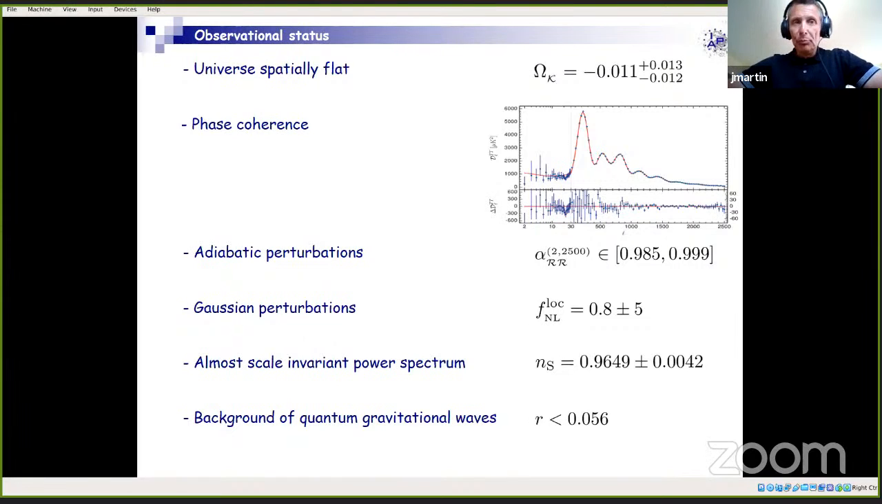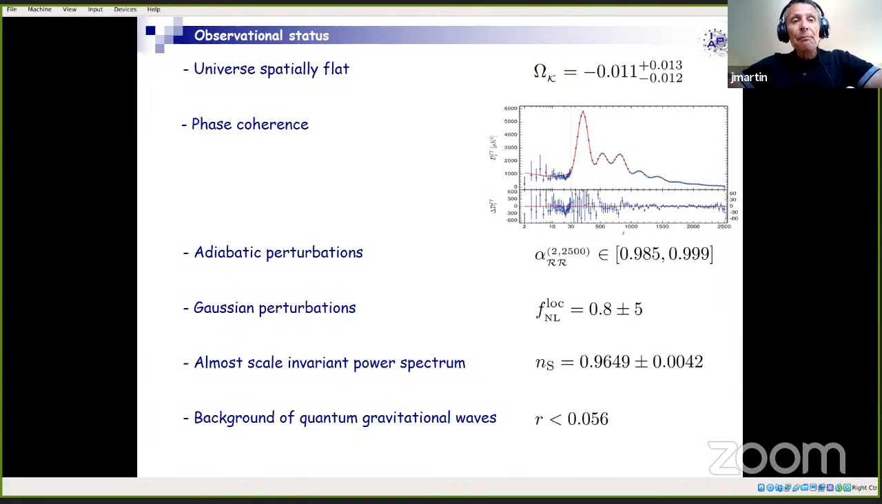But the important point is that we have now observed something which is slightly less than 1, 0.96, and this deviation from exact scale invariance has been seen at more than 5 sigma. I think today must be almost 8 sigmas, which is quite impressive. And this was a prediction of inflation, not a postdiction, a prediction of inflation. So of course, this point is a strong point in favor of inflation.